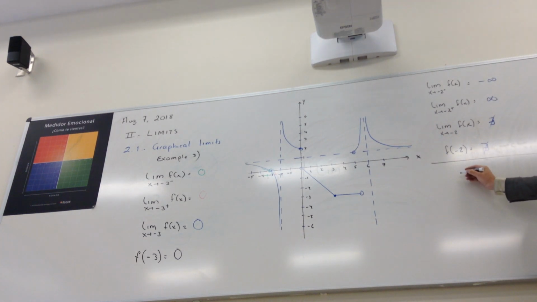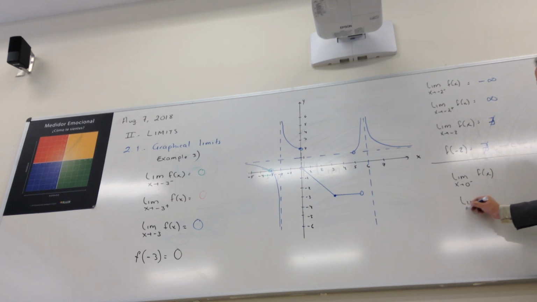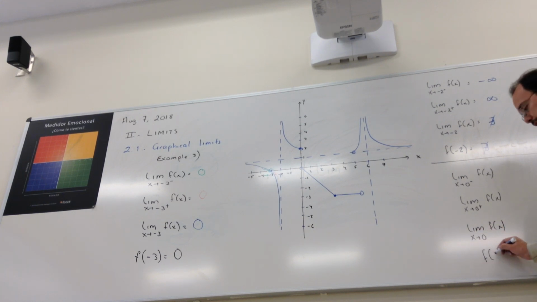Okay. With 0, it says limit as x approaches 0 from the left, 0 from the right, the full limit, and f of 0. Try to observe on your own, please. Only if I say 0 from the left. 2? 2.